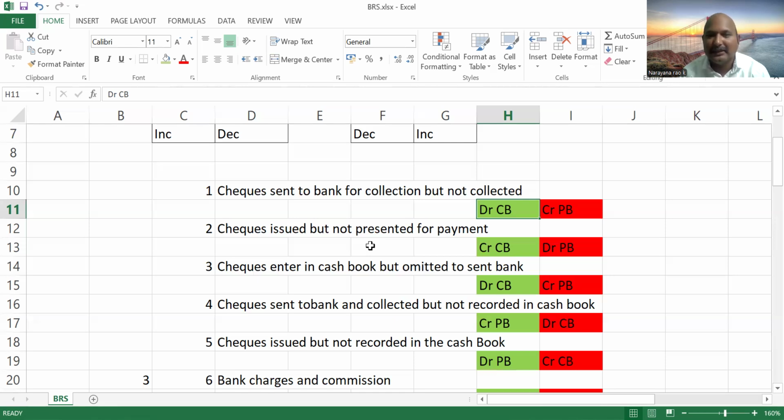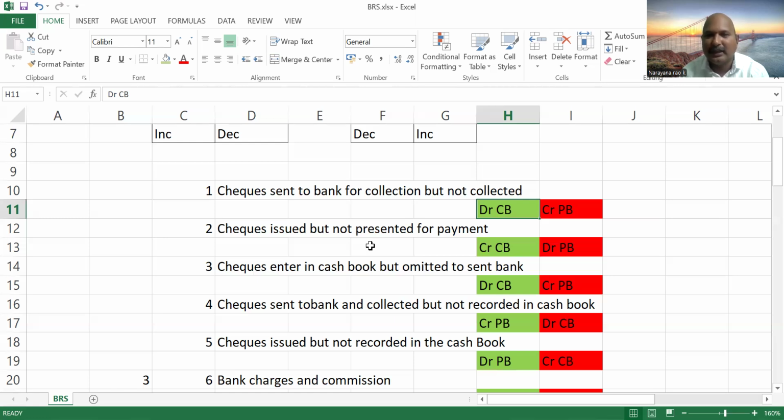And the third one, checks entered into the cash book but omitted to be sent to the bank by our clerk. We received a check from our customer that was entered in the cash book. That means we recorded the transaction on the debit side of the cash book, but it was not sent to the bank. They omitted to send it to the bank. The bank doesn't know whether we received the check or not. Whenever we deposit, only then will the bank collect. Otherwise, they don't collect and they don't record it in the passbook. That means these transactions appear only on the debit side of the cash book.